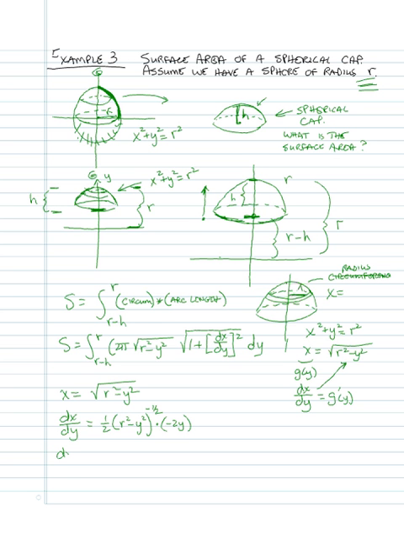Now when we square that, notice the 2's are going to go out, aren't they? And so that ends up, let's go ahead and clean that up, as negative y over the square root of r squared minus y squared. So when we square that, we'll actually get y squared over r squared minus y squared.